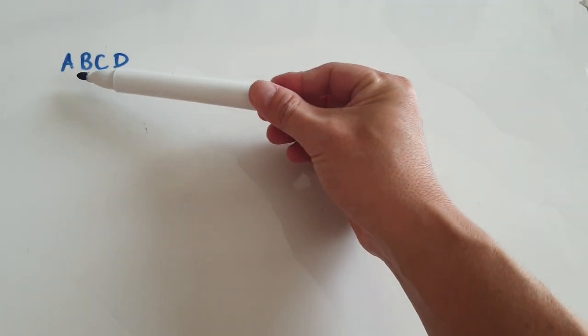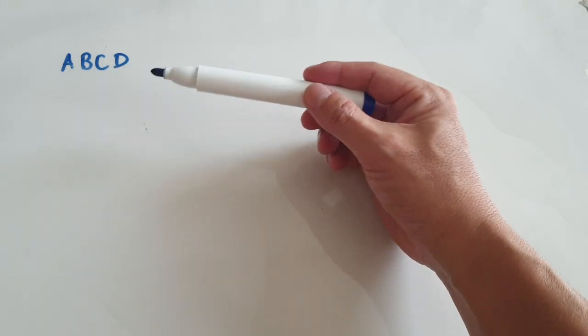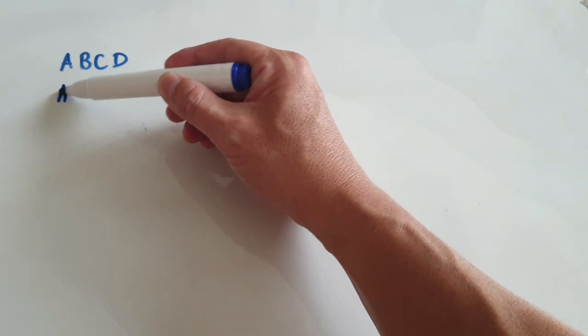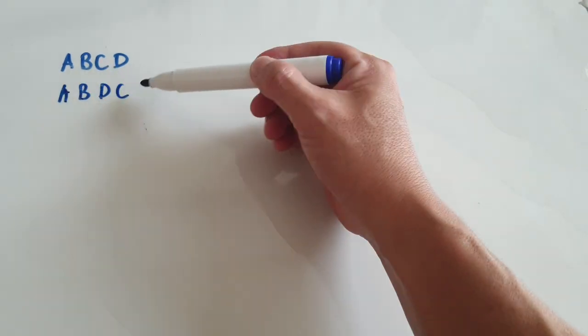Let's say you have the letters A, B, C, and D. How many possible ways can you arrange these four letters? So for example, you can have A, B, and then switch these two around, D, C. So this is another arrangement.